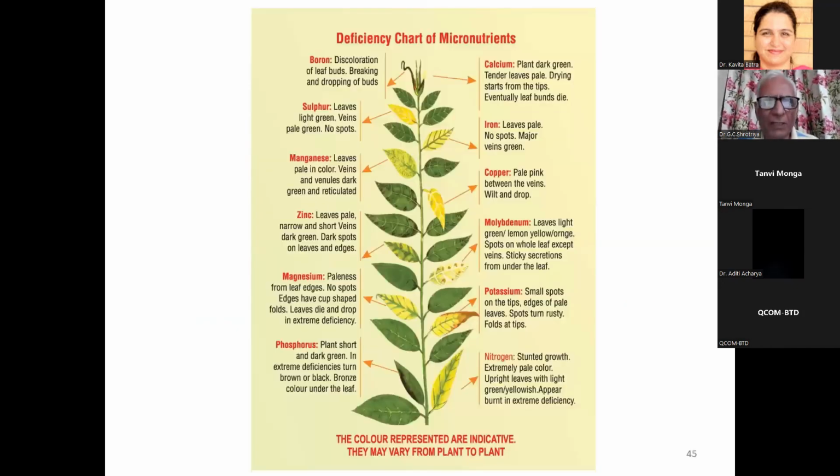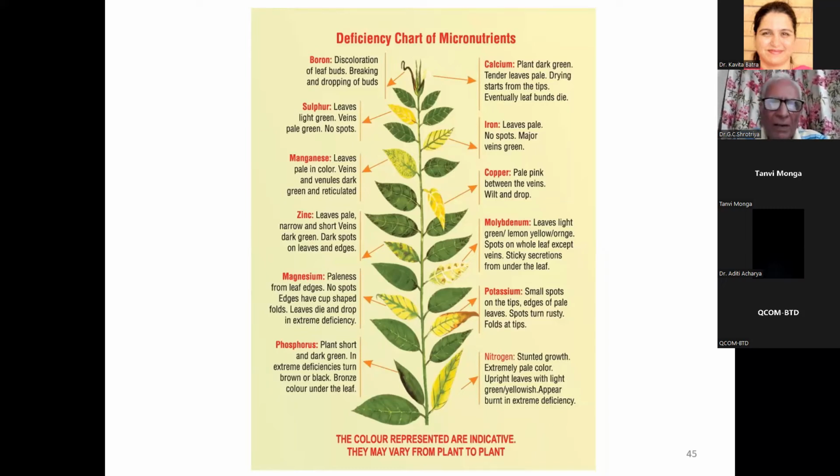This is for citrus. Now, summarizing this, we have seen at the top the apical discoloration and dropping of buds, boron at the top, sulfur, the whole leaves become yellow, then iron whitening type of things, and pale green or white. The manganese, we have seen the intervenal chlorosis.